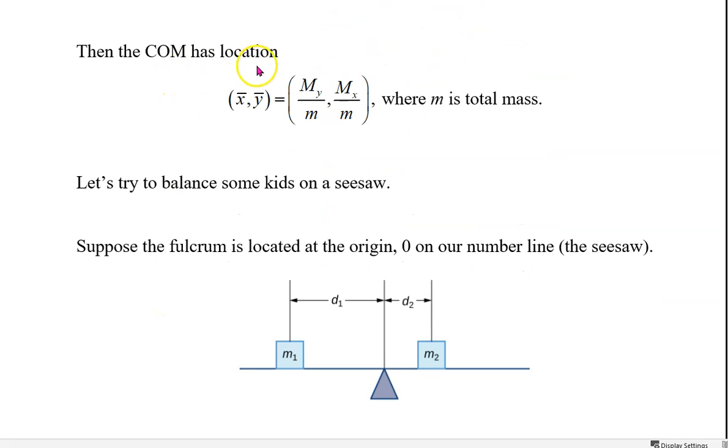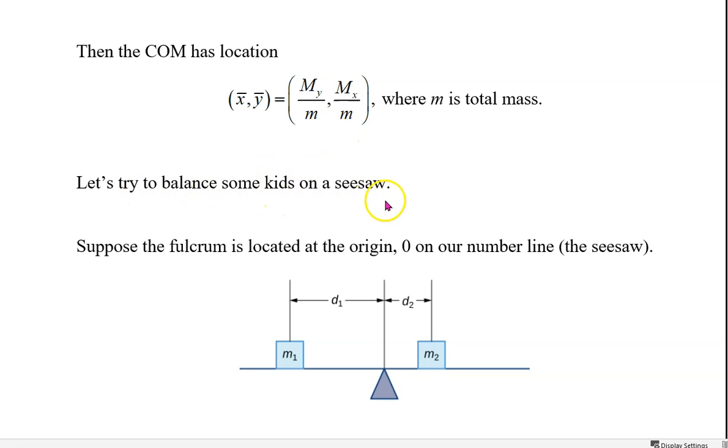The center of mass, then, has location given by what we call x bar and y bar. We put the bar over it to represent the average location. X bar is the moment in the y direction, which affects the x coordinate, divided by the total mass. The average location of the y values is given by the moment in the x direction, which changes the y value, divided by the total mass.